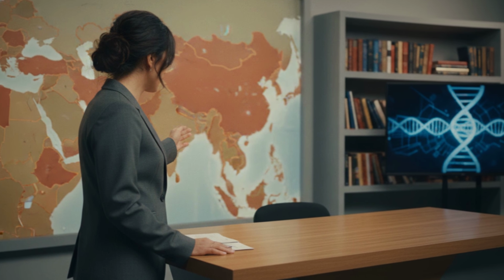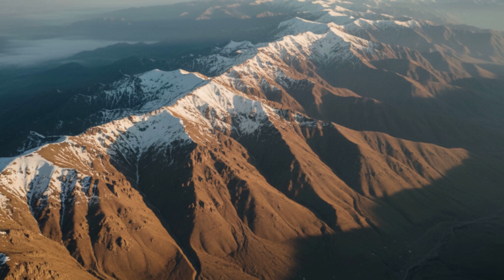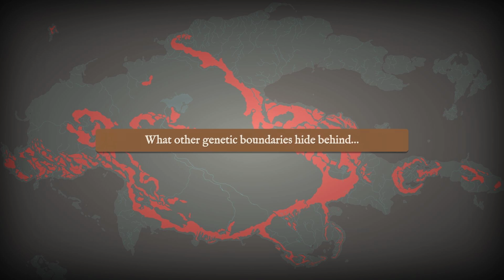Here is my question for you. If the Zagros Mountains preserved this genetic boundary for 70,000 years, what other genetic boundaries are still hidden behind mountain ranges we have not yet sampled?